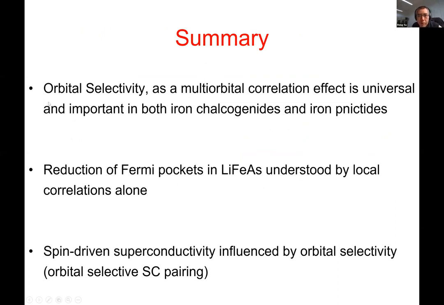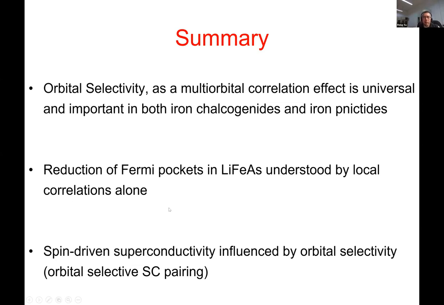We studied orbital selectivity in multi-orbital models for both the iron chalcogenide and iron pnictide systems. And we indeed find some universal properties in these two systems. And in particular, for the lithium-111 compound, we find the reduction of the Fermi pockets, which is associated with the strong orbital selectivity. And this can be understood by including the local correlations alone.